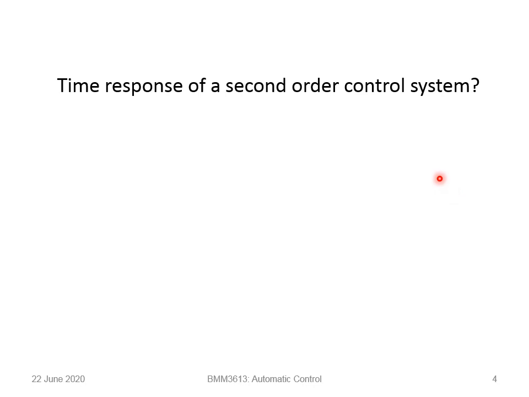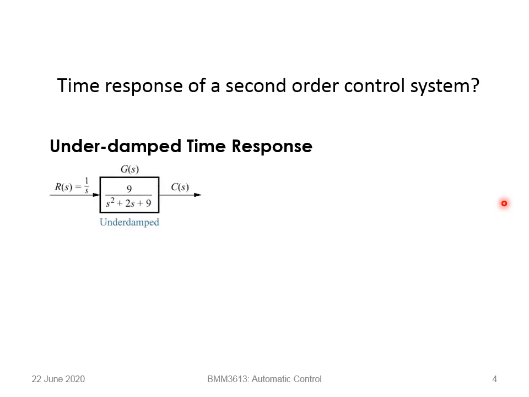The second type of second order time response is what we call underdamped time response. So again, the type of the second order time response depends solely on the position of the poles. If you remember in the previous slide, the position of the poles depends on the denominator of your transfer function. So here let's take an example of a different transfer function, an example of the underdamped time response.